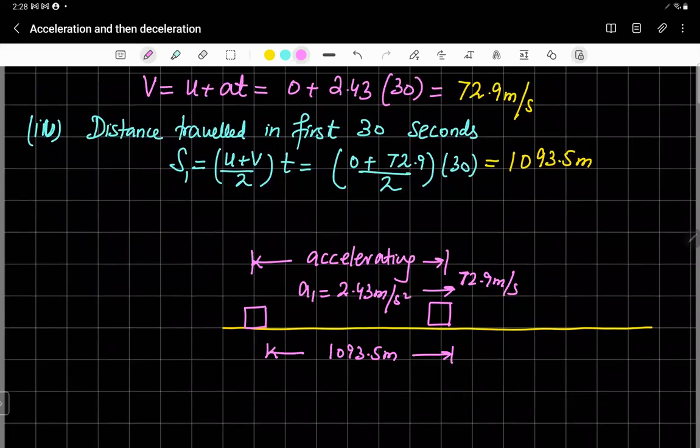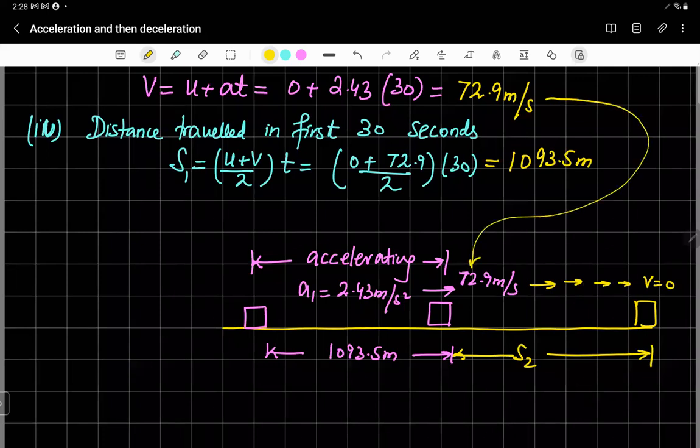Now, after that, in stage number 2, it travels a distance of s2 and comes to rest. It slows down until it comes to rest over here, and its final velocity in stage 2 is 0. This 72.9 meter per second was the final velocity of stage 1, and now it is the initial velocity of stage 2.